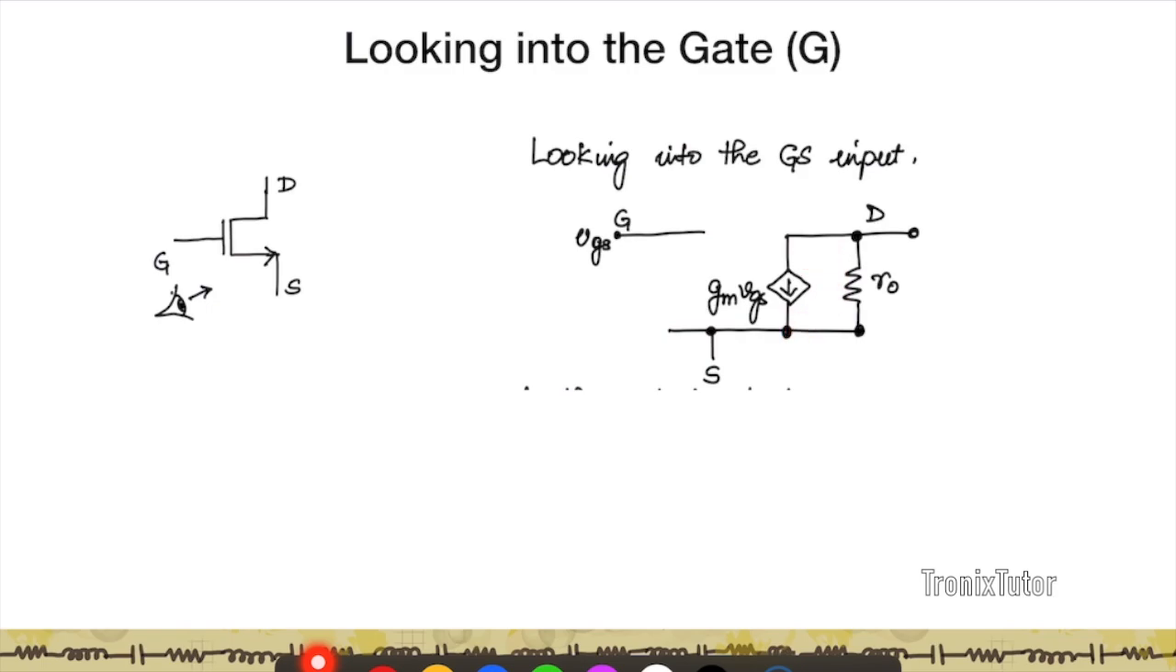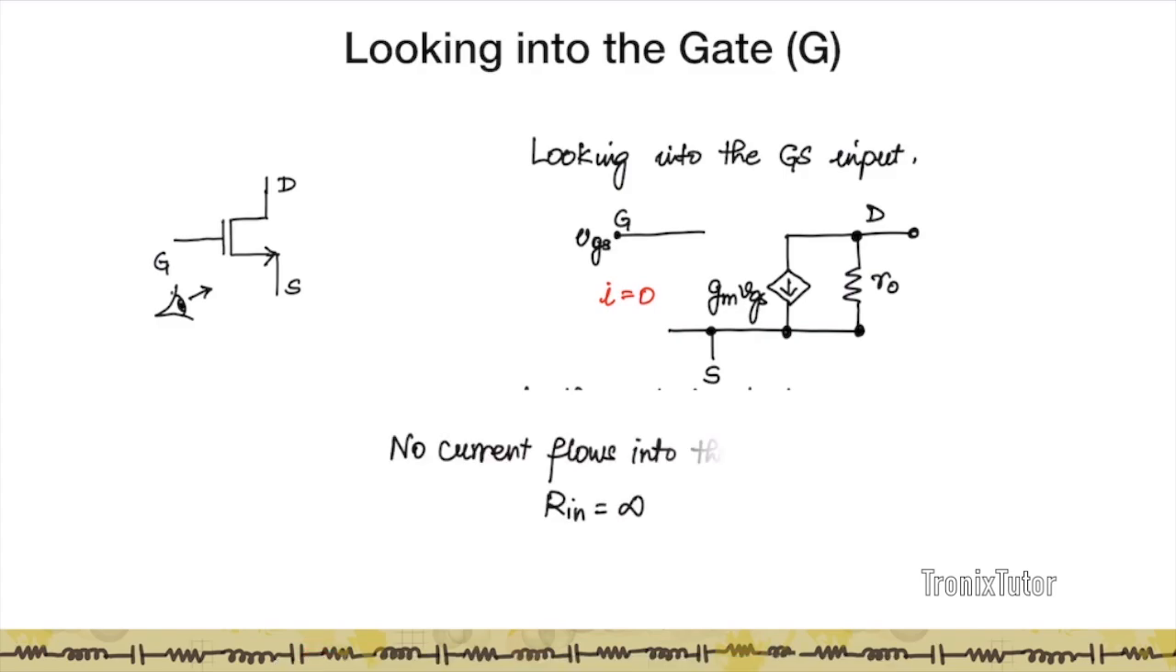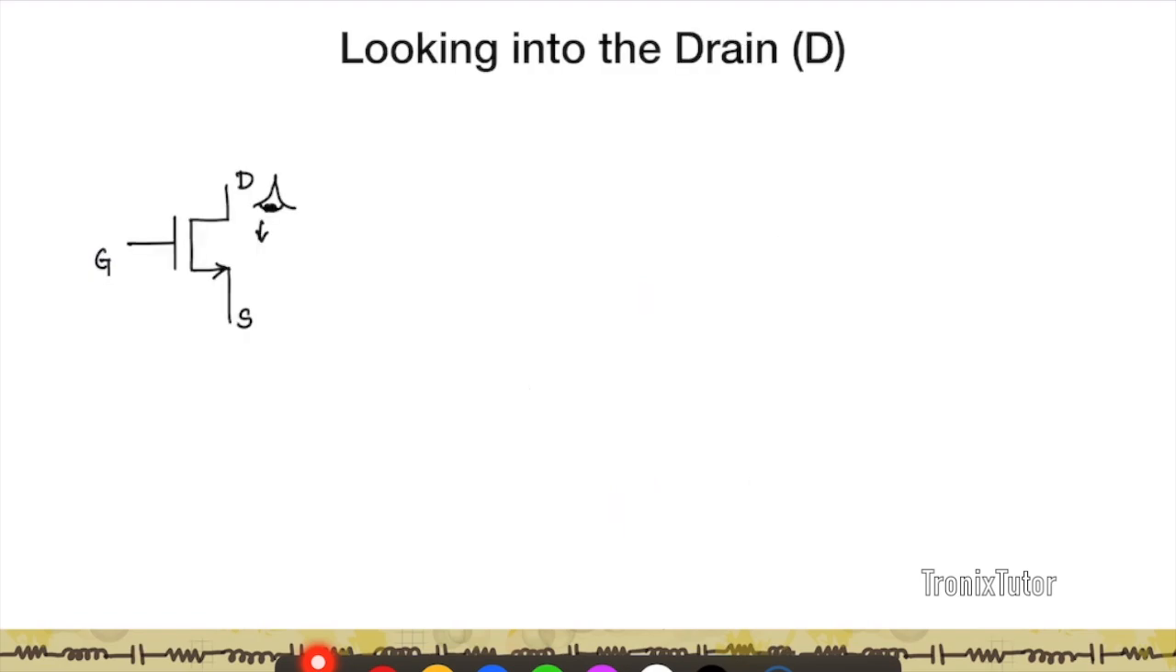So if I look into the gate, it is basically an open circuit, and so we expect the current to be zero. If I'm looking into the gate of a MOSFET, there is no current flowing through the gate terminal. In other words, the input resistance is infinite. So if I'm looking at the gate terminal of the MOSFET, I'm looking into an open circuit.